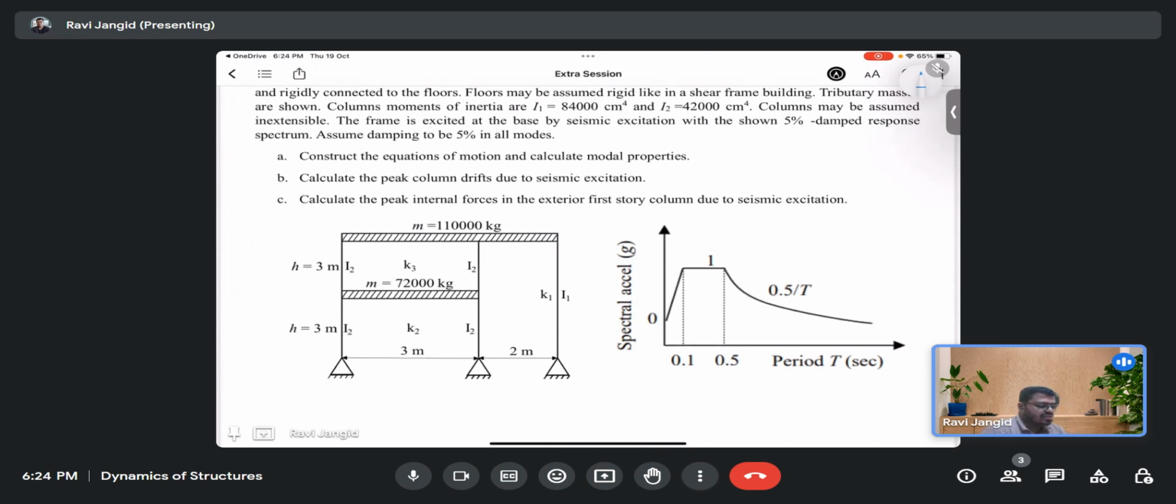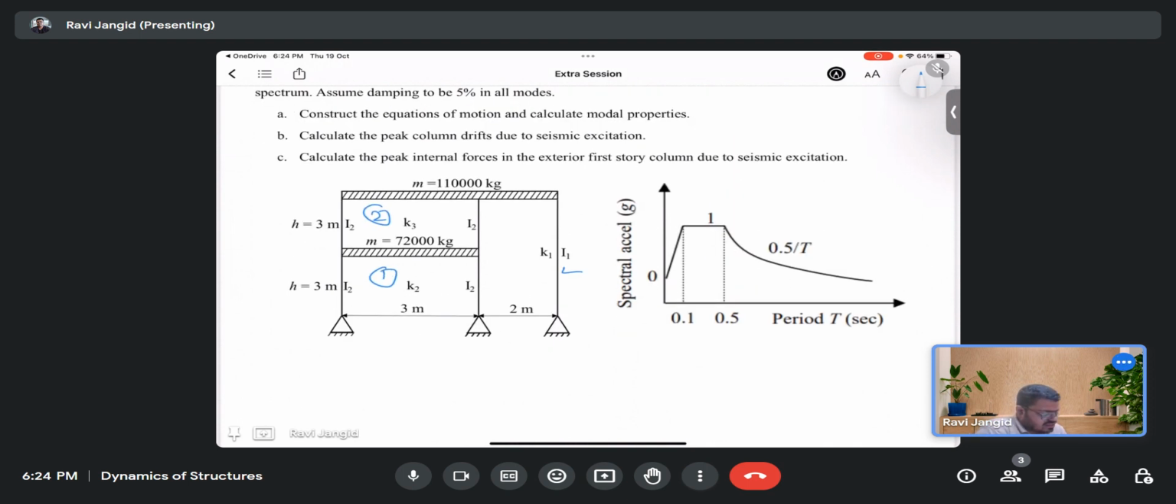So in this frame, this is the first story and that is the second story. In the second story, there is one more column connected. Otherwise it is a very simple question. Only that we have one more column attached to this, so that's why we need to solve this. If you develop the equation of motion, then it won't be that much difficulty.